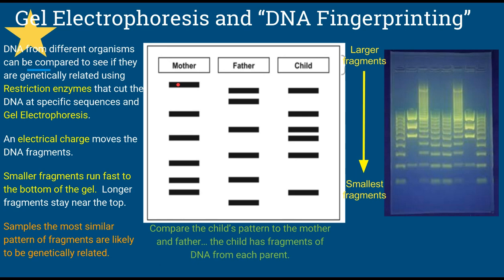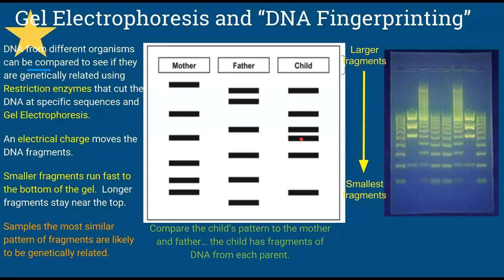So we used restriction enzymes. Remember, we pretended our scissors were cutting between the C's and the G's, double C, double G. Those were supposed to mimic a restriction enzyme that cuts the DNA at specific parts, specific sequences. And then you compare the fragments. So you would look to the mother, father, and child, and whichever has the more similar fragments are related. So you can see that the child shares fragments with the mother and the father.